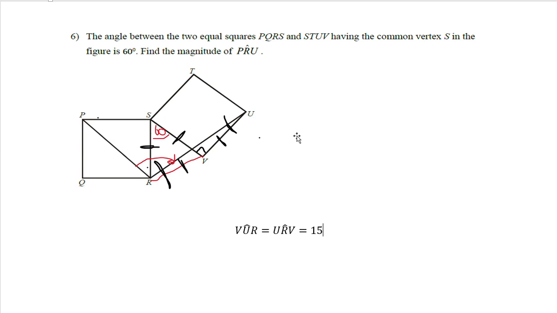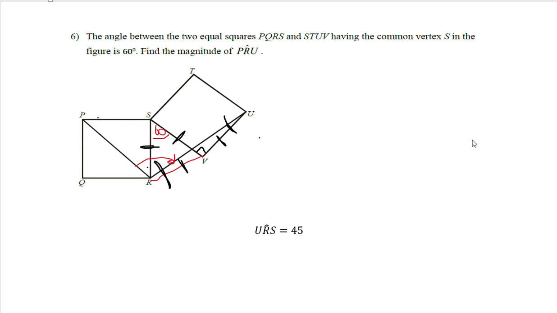So what we know is that SRV is 60. And we know URV is 15. So we can subtract those two to get SRU. So like that, when we simplify that, what we will get is that SRU is 45 degrees. So since we know now URS is 45, we're still not done yet because we still need to find PRS. Then we can combine those two together to find PRU.